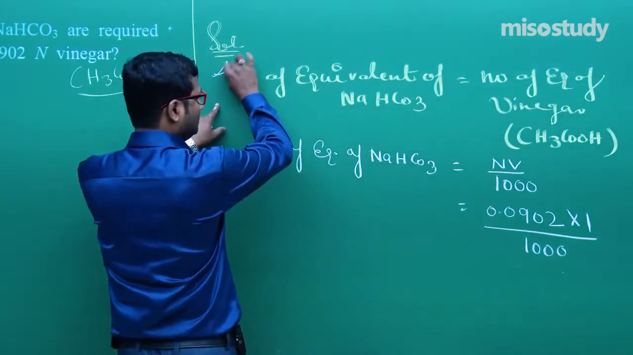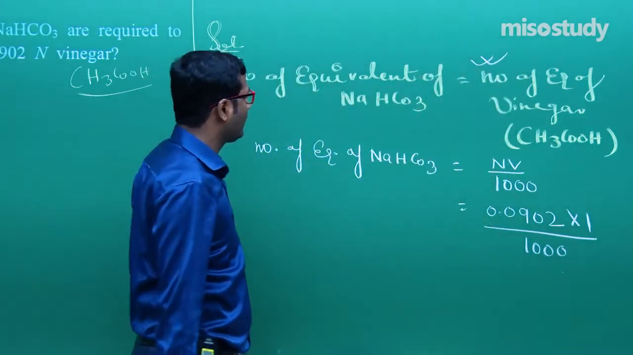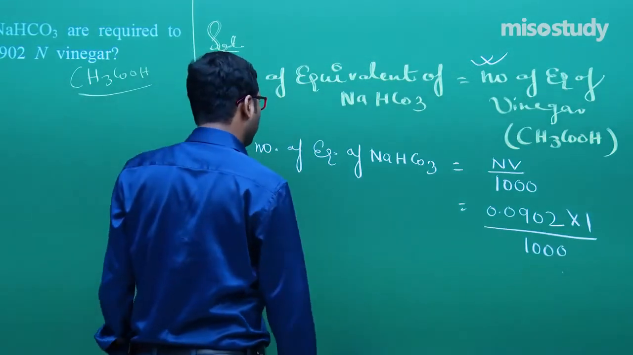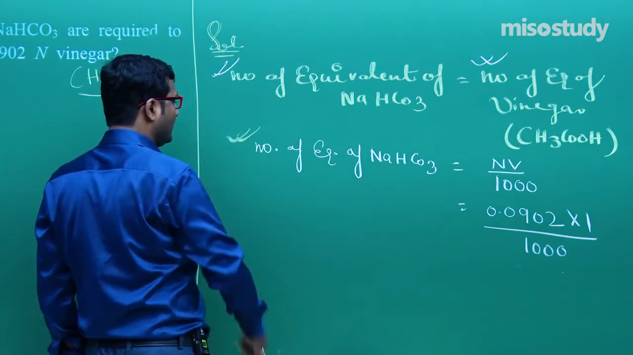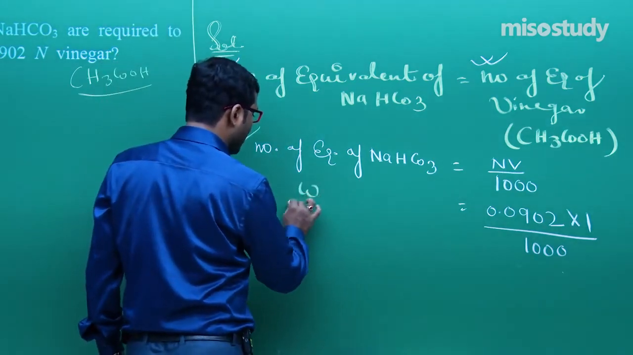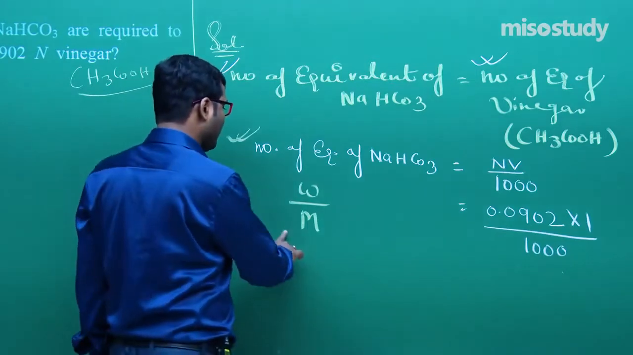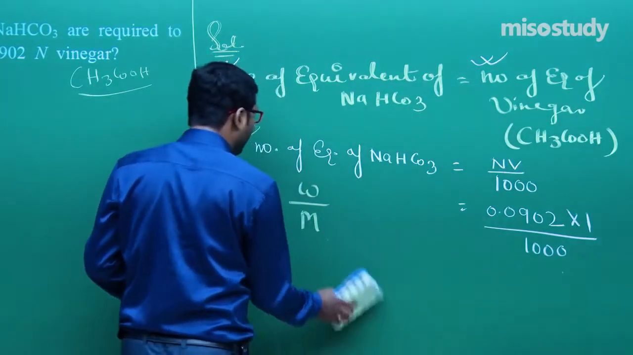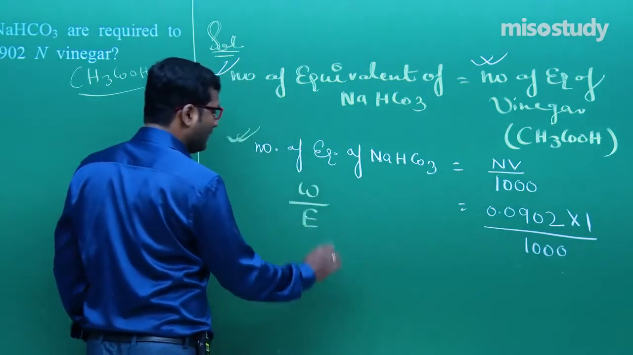This is the reaction relation, because the number of equivalents of NaHCO3 will be equal to the number of equivalents of vinegar. As we know, number of equivalents is equal to given mass upon molar mass. Am I right? Yes sir. Given mass upon molar mass. Sir, you are wrong. It is not given mass upon molar mass. It is given mass upon equivalent mass.